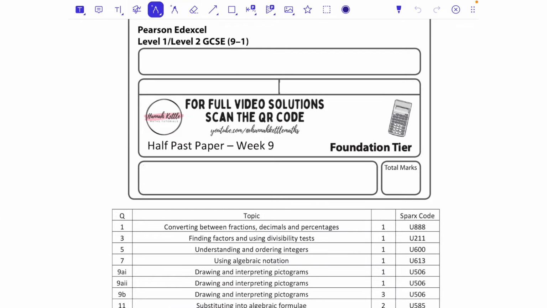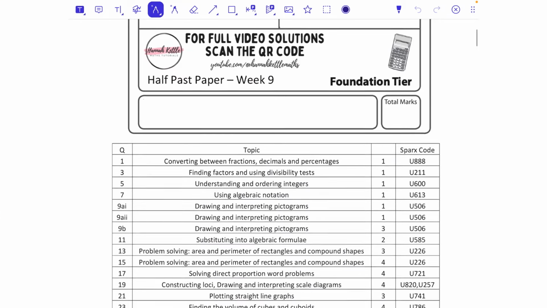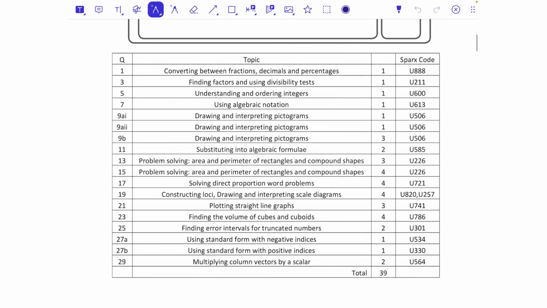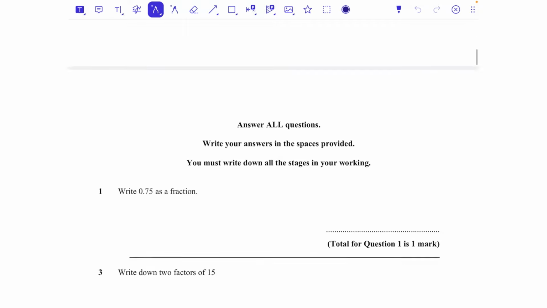This is Half Past Paper Week 9 Foundation, all of the odd numbers. These are all the topics that I will be covering in this paper, and you've got the Sparx codes on the right just in case you are a Sparx school and you've got access to that as well.